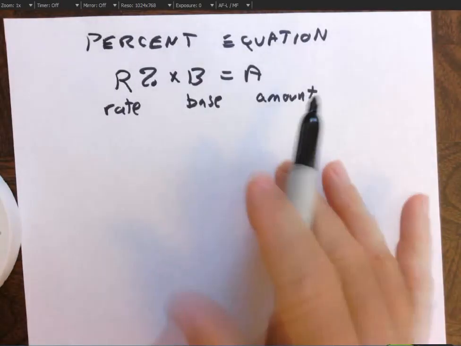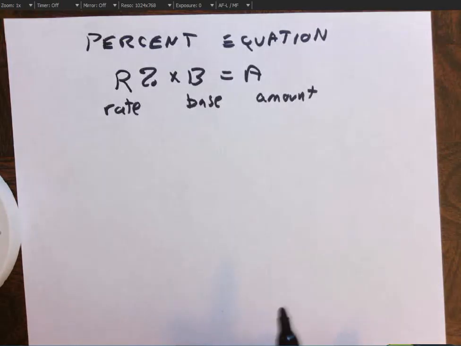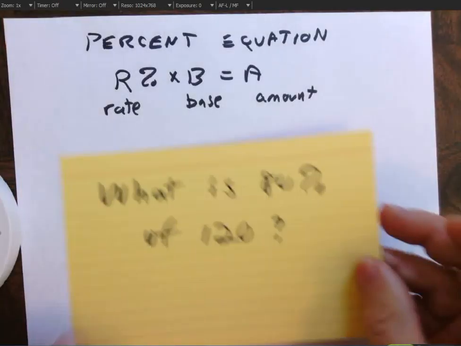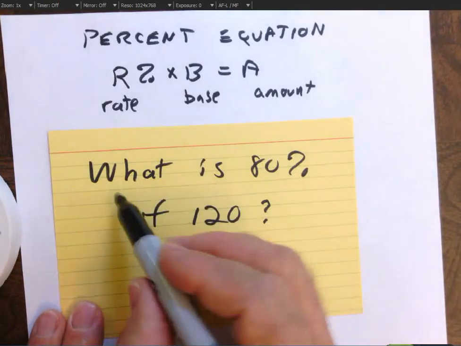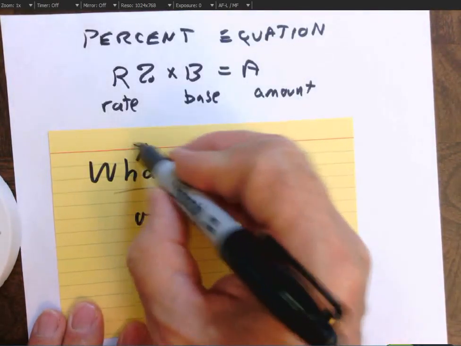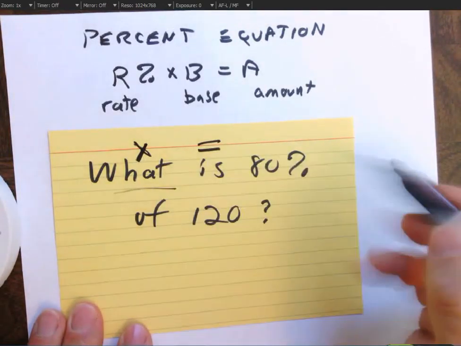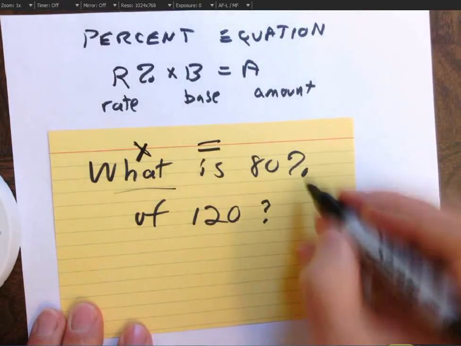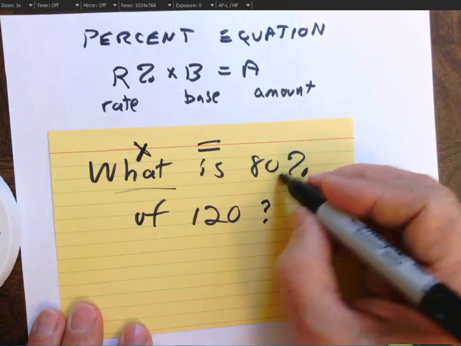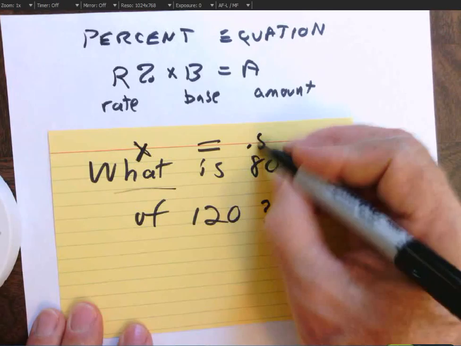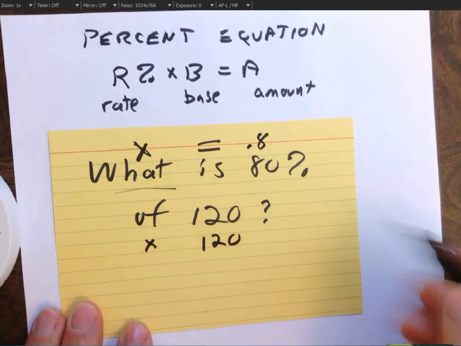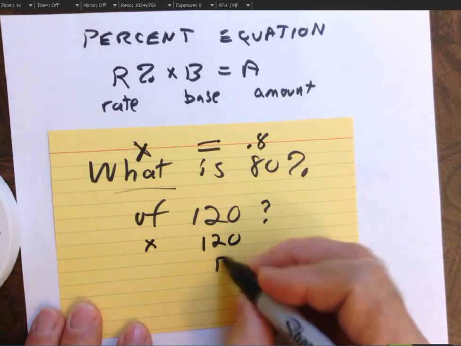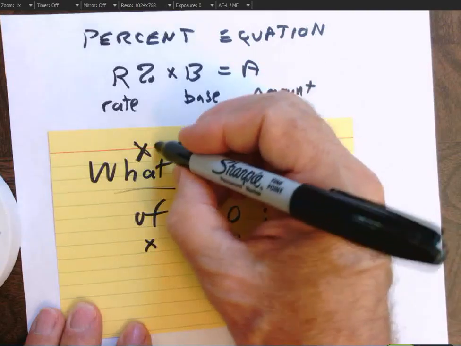You know two of these numbers and you don't know the other one. So what you need to do is translate your problem into this kind of form. Say the problem is, what is 80% of 120? When we see what, we're going to think x, that's our unknown, equals 80%. When we see percent, we're going to convert it right off to a decimal. So I'm going to move the decimal place over two places, 0.8. When you see the word of, it means times, and 120 is 120. So this is the B, this is the R, and this is the A.